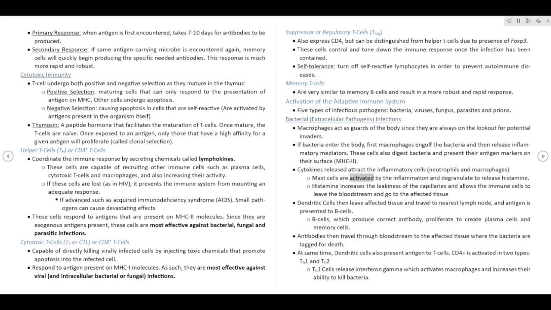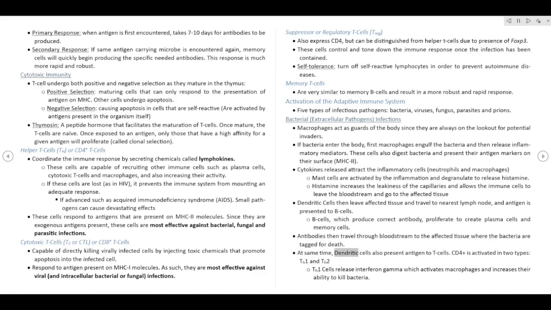Mast cells are activated by the inflammation and degranulate to release histamine. Histamine increases the leakiness of the capillaries and allows the immune cells to leave the bloodstream and go to the affected tissue. Dendritic cells then leave the affected tissue and travel to the nearest lymph node. An antigen is presented to B cells. B cells, which produce the correct antibody, proliferate to create plasma cells and memory cells. Antibodies then travel through the bloodstream to the affected tissue where the bacteria are tagged for death.